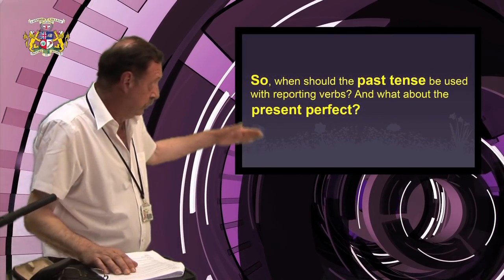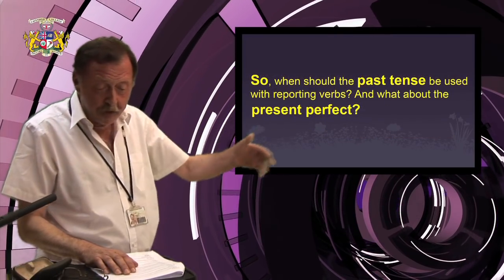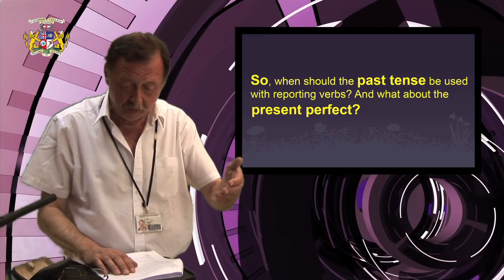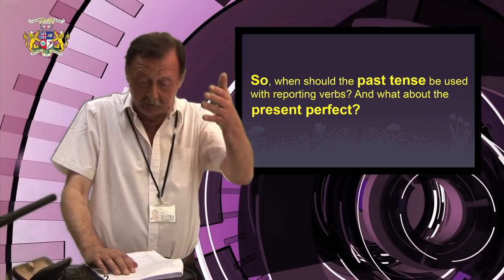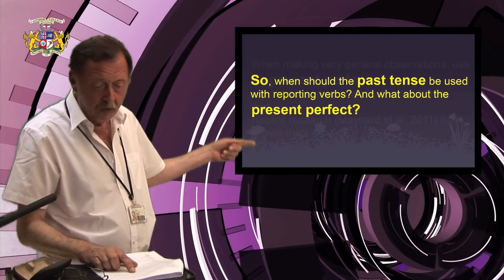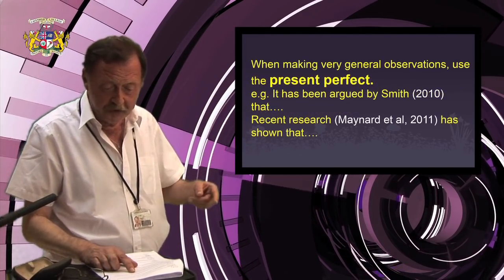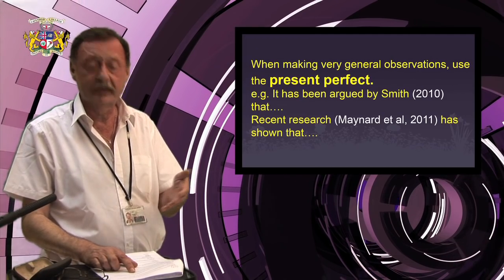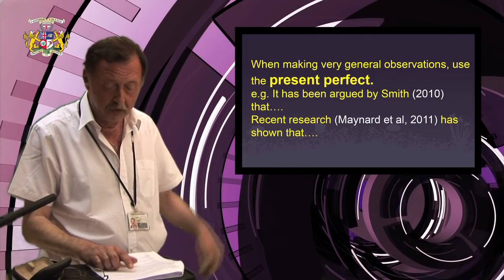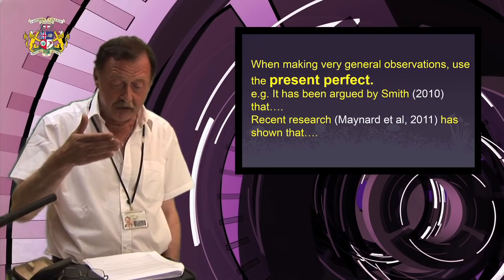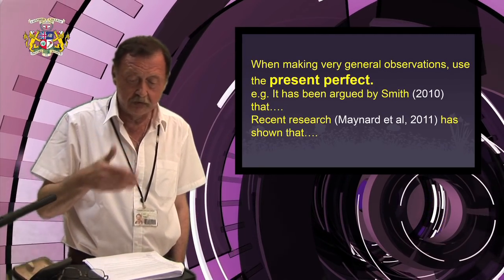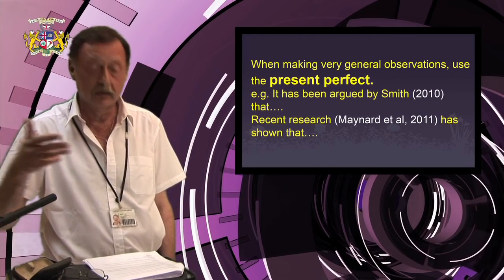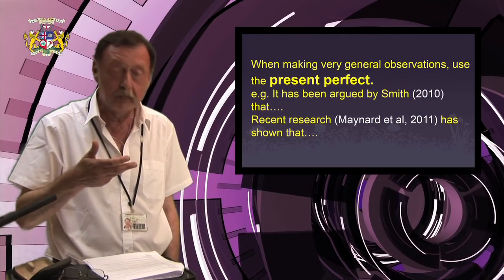So, you may ask, when should the past tense be used with reporting verbs? And what about the present perfect? Yep, good questions. Well, when making very general observations, use the present perfect. Example, it's been argued by Smith that, and so on. Recent research has shown that. Simple general observations, present perfect.